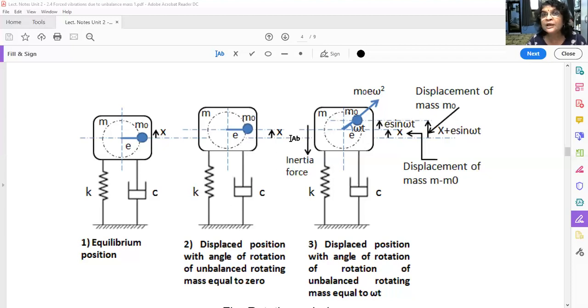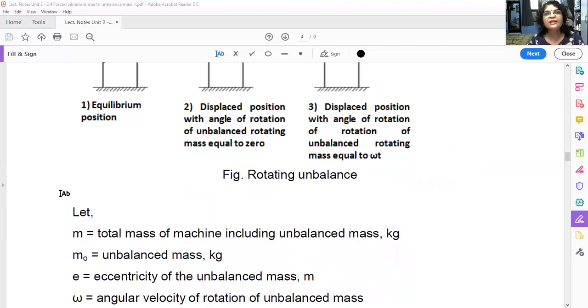Understood this one? So how much is the distance covered by this m0 in any time t? x plus e sin omega t. Because this is your equilibrium position, from here the mass has traveled x plus e sin omega t distance. Here we have written all the parameters.